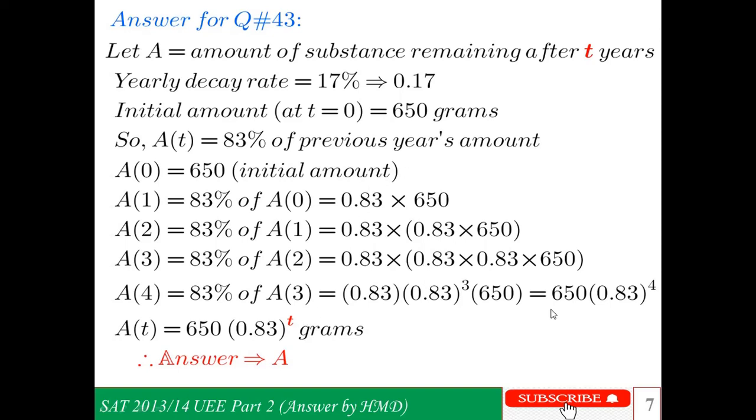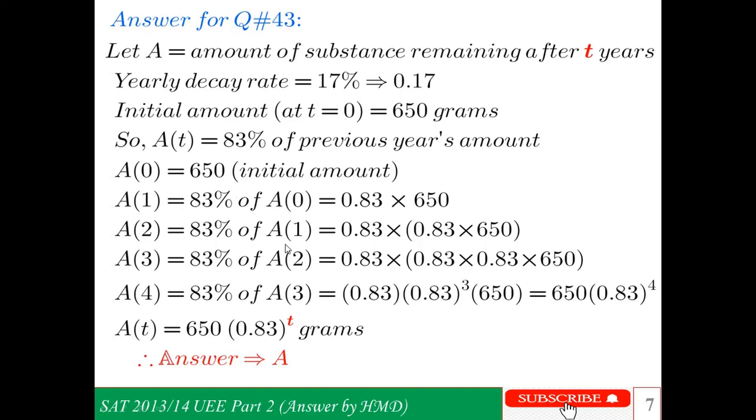Actually, do you think this one is reducing? I will give you an assignment. Use a calculator and try to compute this one: 0.83 times 650. It's going to be below 650 because it is decreasing. And check this one again: 0.83 times 0.83 times 650. Again, it's going to be less than before.